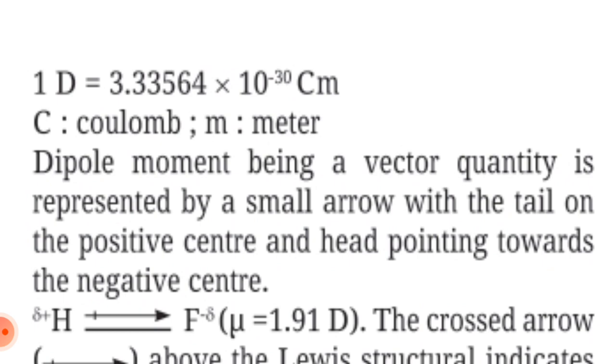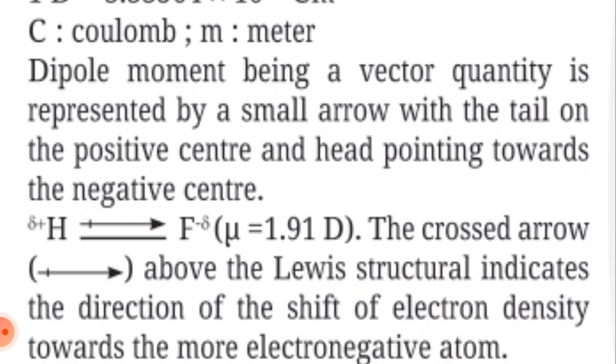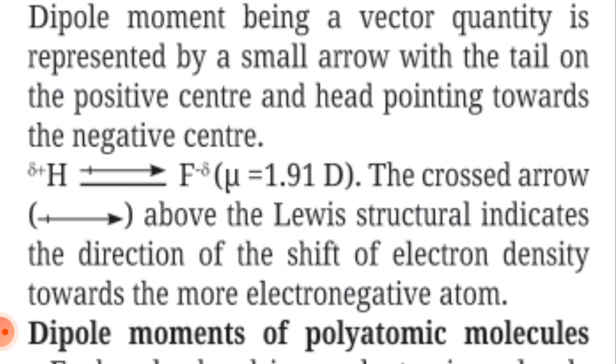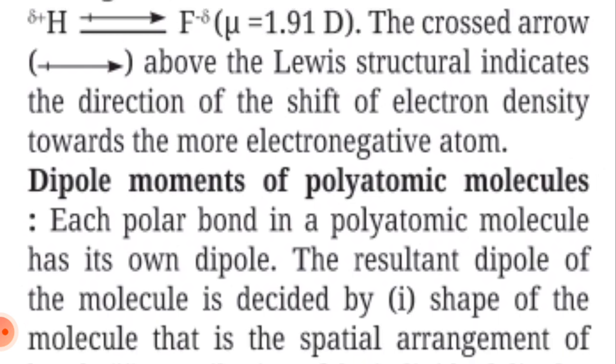1D is equal to 3.33564 × 10 raised to minus 30 coulomb meter. C is coulomb, M is meter. Dipole moment, being a vector quantity, is represented by a small arrow with the tail on the positive center and the head pointing towards the negative center.